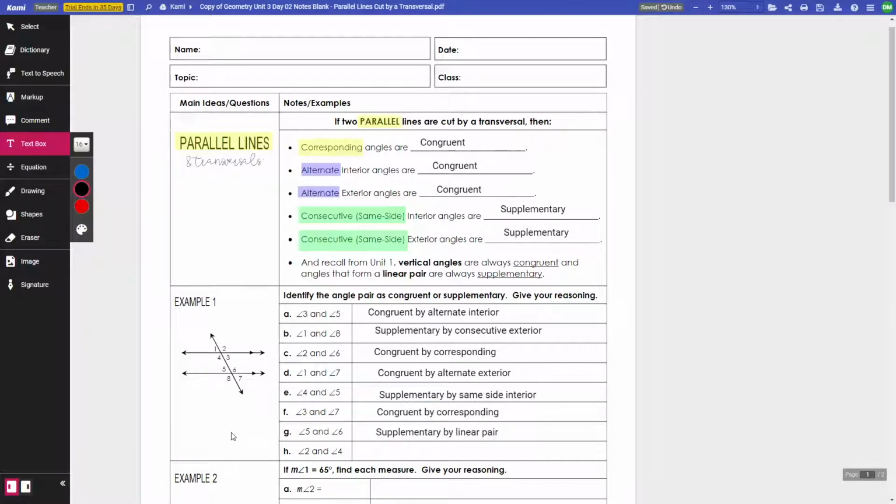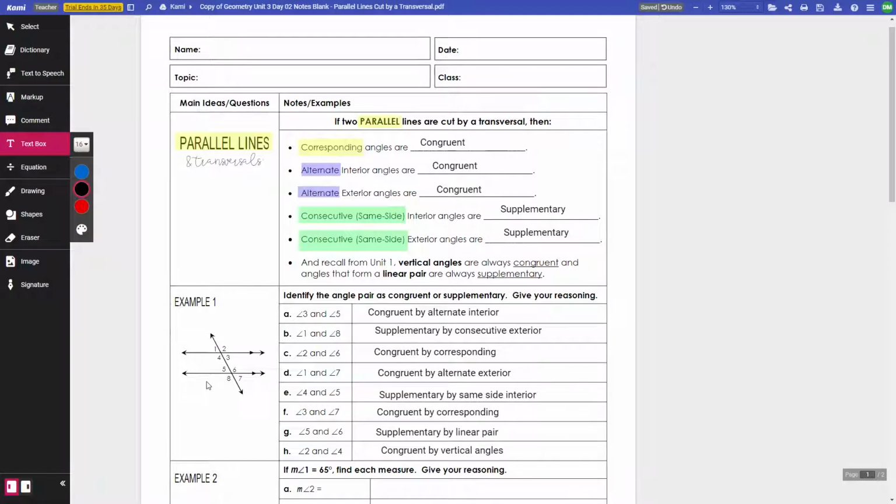And then finally, let's look at angle 2 and angle 4. Okay, angle 2 and angle 4, both obtuse angles here. They are both congruent, and this is another one where we have to go back to Unit 1 because these are vertical angles. We don't need the parallel line here. Just that one intersection is good enough. Okay, so that's identifying them as congruent or supplementary.